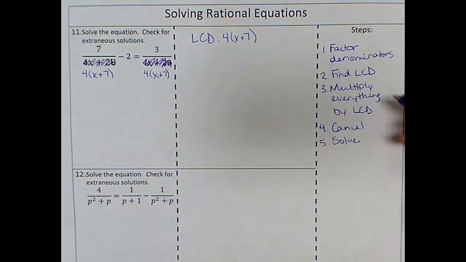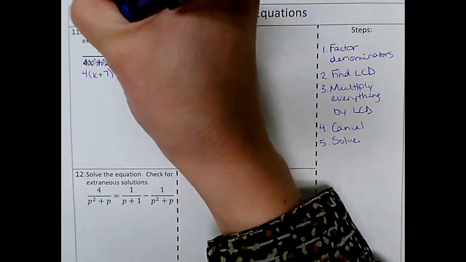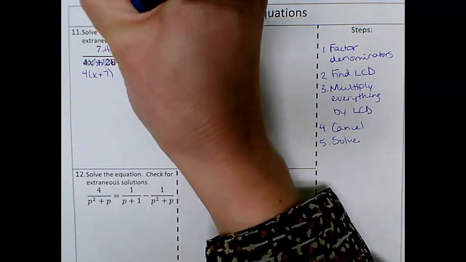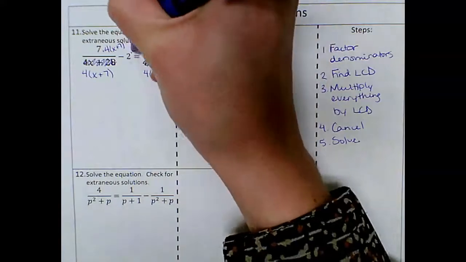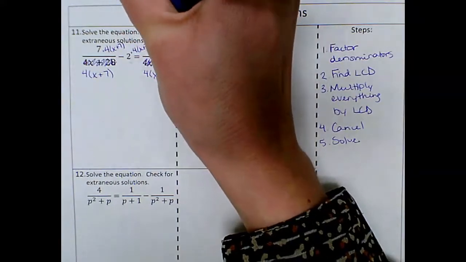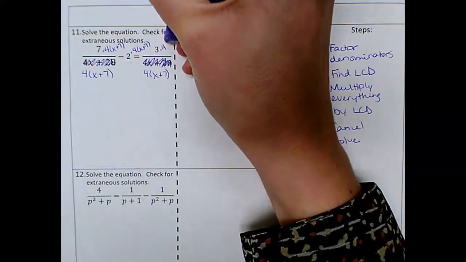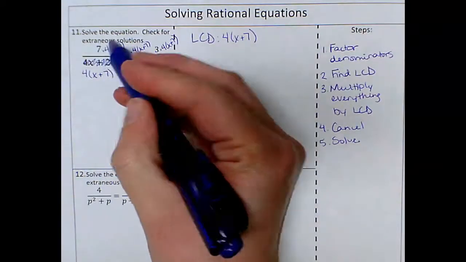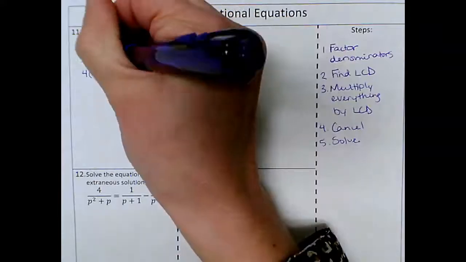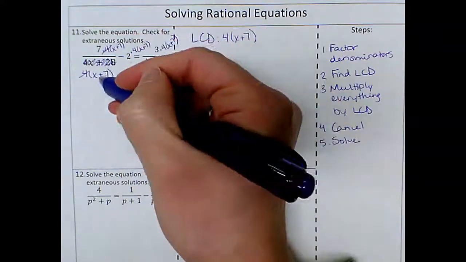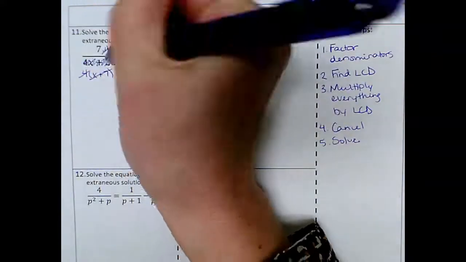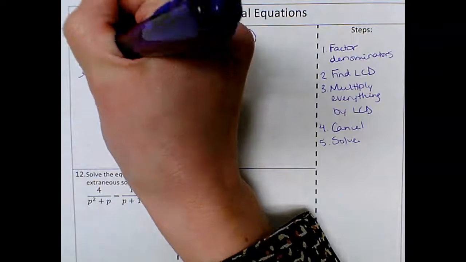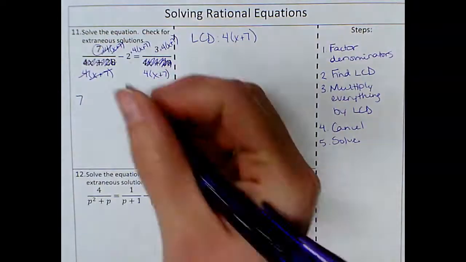I want to multiply everything by 4 times x plus 7. So this term gets multiplied by 4 times x plus 7. This term gets multiplied by 4 times x plus 7. This term gets multiplied by 4 times x plus 7. I notice in this fraction that the 4's are common factors that can be canceled out. The x plus 7's on top and bottom are common factors to be canceled out. All that remains is the 7 minus.